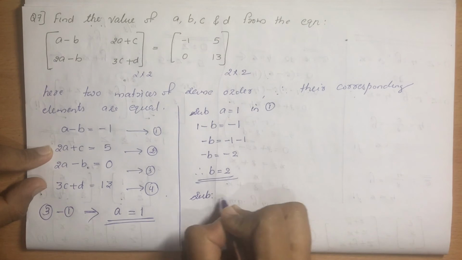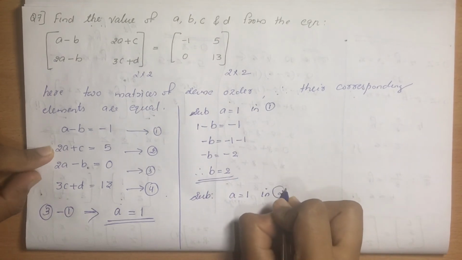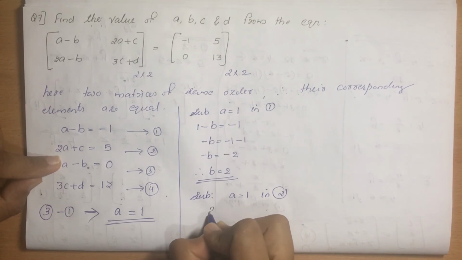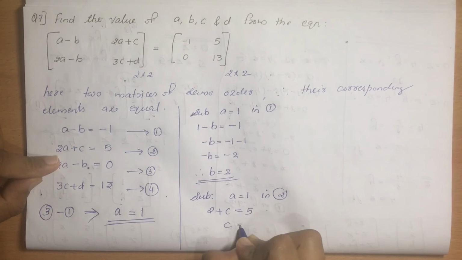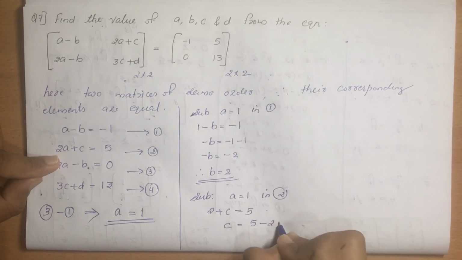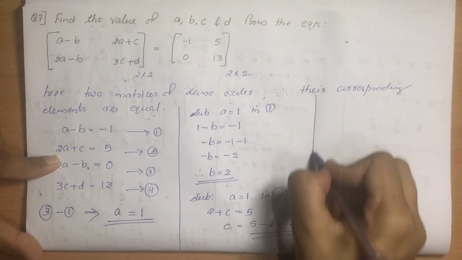Substitute a equal to 1 in equation number 2. That means 2 into 1 is 2 plus C equal to 5. So C equal to 5 minus 2. 5 minus 2 is how much? 3. That means C equal to 3 we will get.